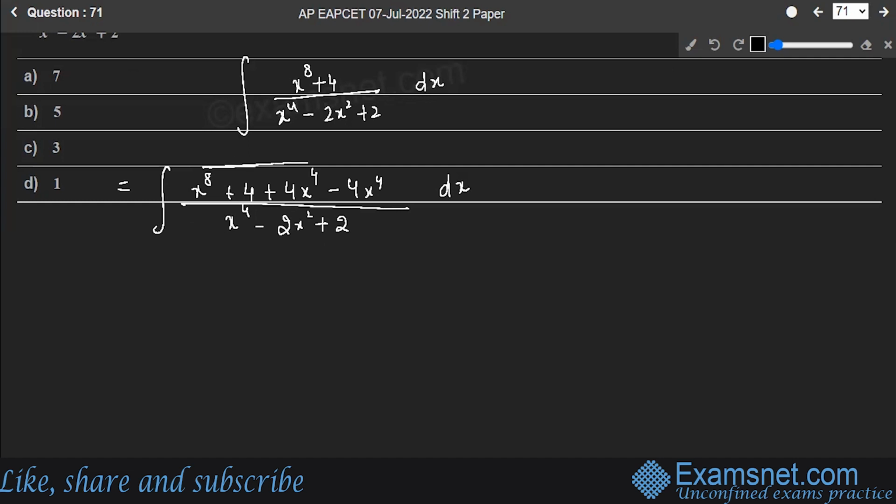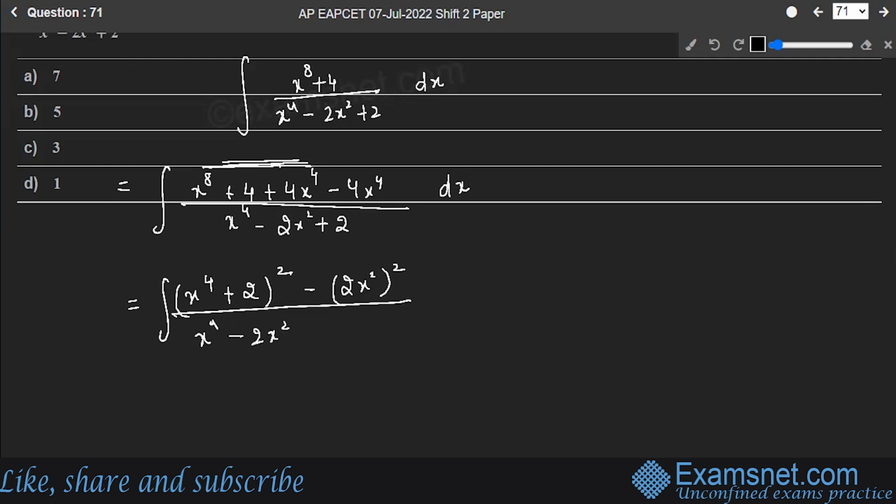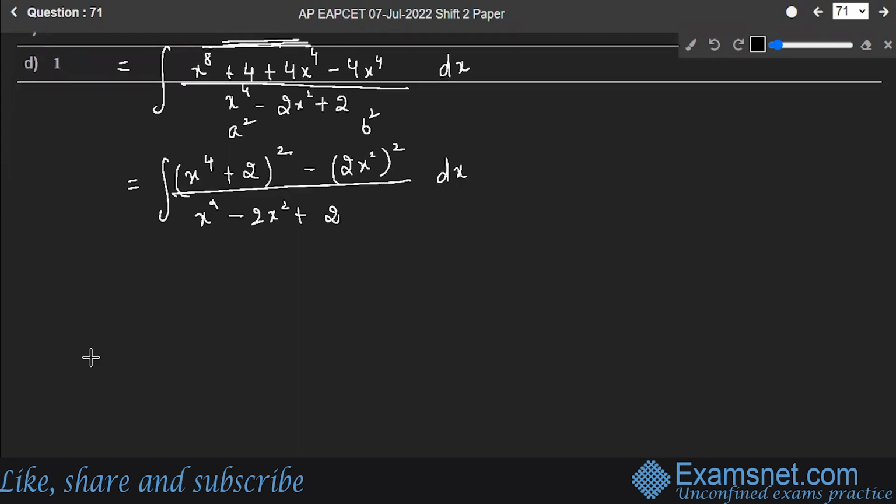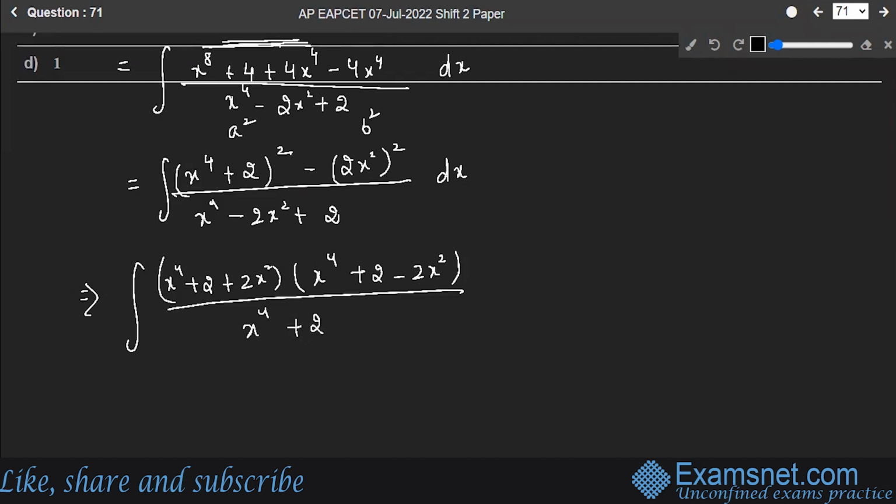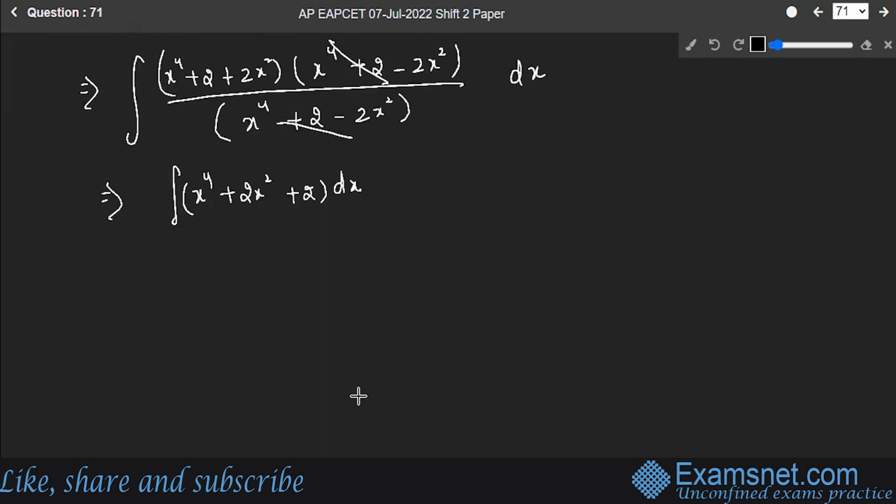So see, this is something of the form (x raised to power 4 plus 2) square minus, this can be written as (2x square), right? So whole divided by (x raised to power 4 minus 2x square plus 2) dx. So this is something of the form a square minus b square, where a is x raised to power 4 plus 2 and b is 2x square. Let's solve it. This will give you (x raised to power 4 plus 2 plus 2x square)(x raised to power 4 plus 2 minus 2x square), whole divided by (x raised to power 4 plus 2 minus 2x square) dx. So they will cancel out and you will be left with x raised to power 4 plus 2x square plus 2 dx.